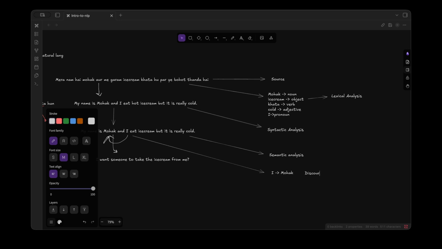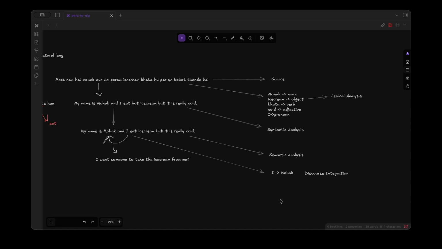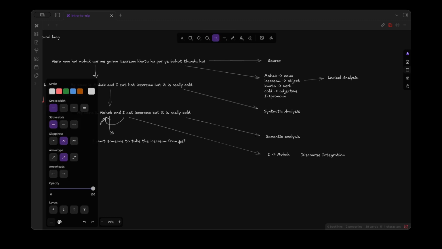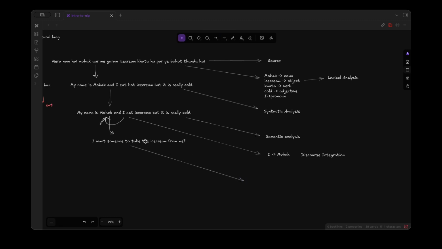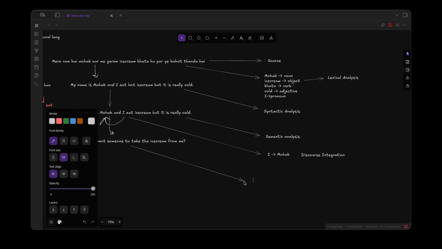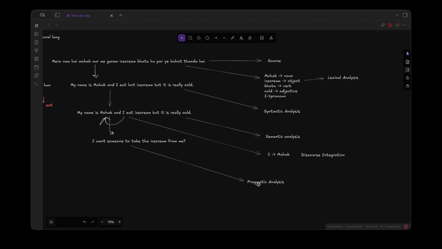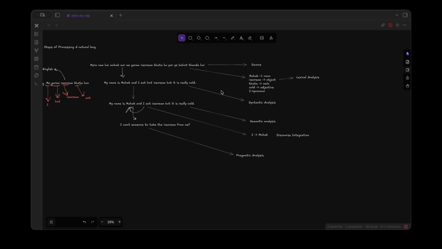Okay, discourse integration. Okay, and from this what we are getting ki I want someone to take the ice cream for me. What is it? This is basically ki what do I mean by it. There might be some of the things I can make a statement out of it, but I can also make something like a request out of it. So if I do that might mean something else. So यही अगर meaning को अगर हम देखने जाए तो what we can call it, we can call it a pragmatic analysis. This might be the pragmatic analysis. Got it? This is entirely the steps you have to understand.